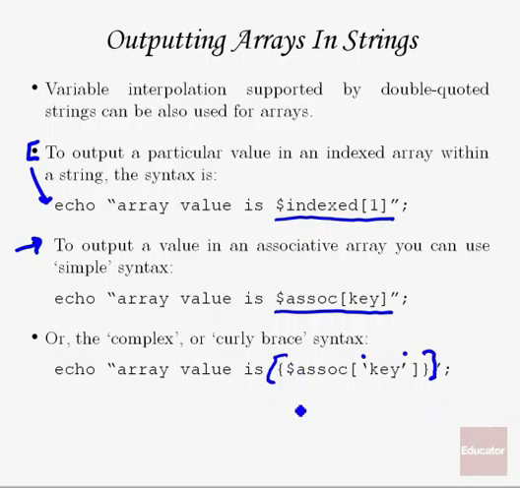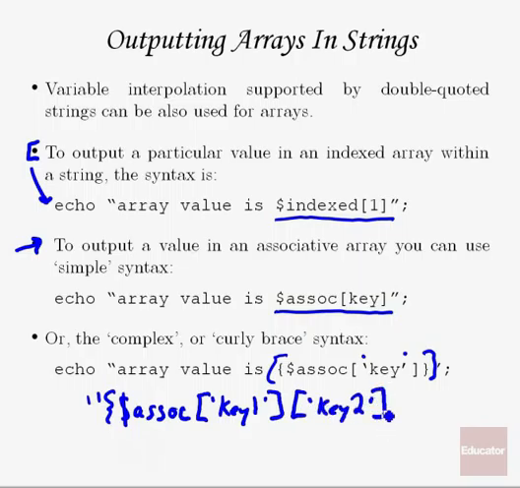Now this curly brace syntax is also used for complex things, and one of those is if you want to output a multi-dimensional array. Let's say assoc was a multi-dimensional array. This is how you would specify that in your code.